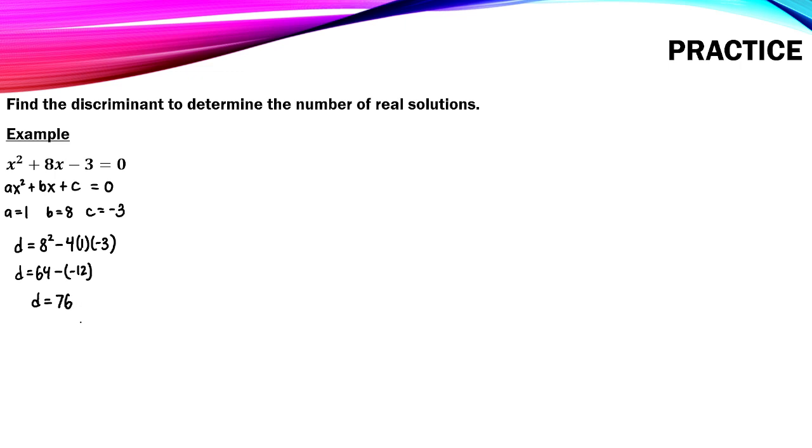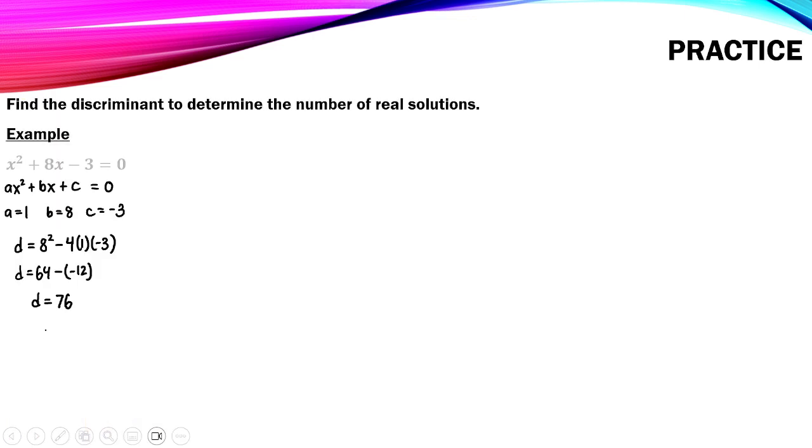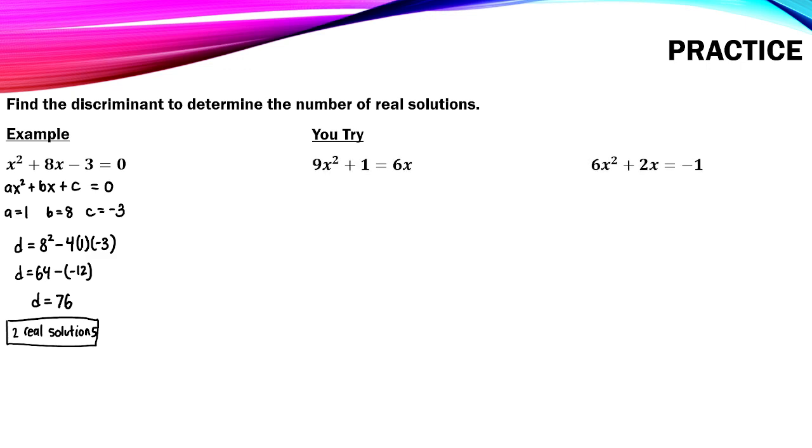Now I notice this number is positive. So what does that mean? Well, if I go back, if our discriminant is positive, how many real solutions do we have? We're going to have 2 real solutions. So all we're going to say here is we have 2 real solutions. Easy as that. So go ahead and try out these next 2. Use the discriminant to figure out how many solutions these quadratics will have, and then we'll check our answers together afterwards.